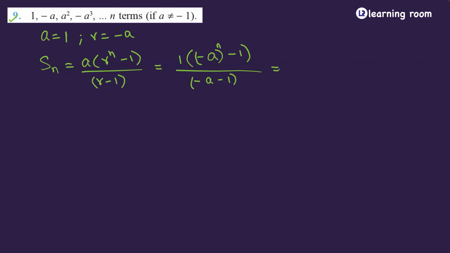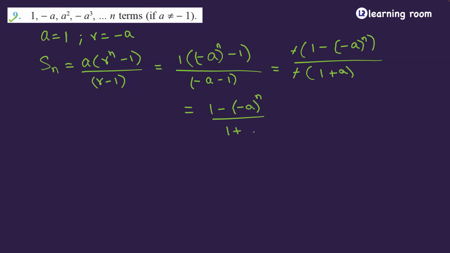So what will happen is, suppose I take the minus outside, I will write 1 minus of minus a to the power n, the whole divided by, this I will write as minus of 1 plus a. Minus and minus will get cancelled. So what will you have here? You will have it as 1 minus of minus a to the power n, the whole divided by 1 plus a. Okay, so this will be the answer.